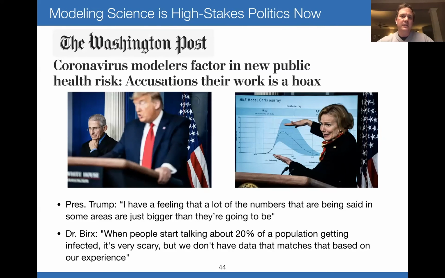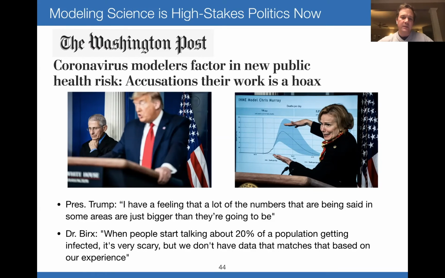Modeling science is high stake politics right now, and we're seeing this every day as new models are coming out and as they're being presented and used by politicians and public health policymakers. And with this, the science of modeling has become political as well, based on the very high stakes economic consequences of all of the social changes that are going on in the world right now.